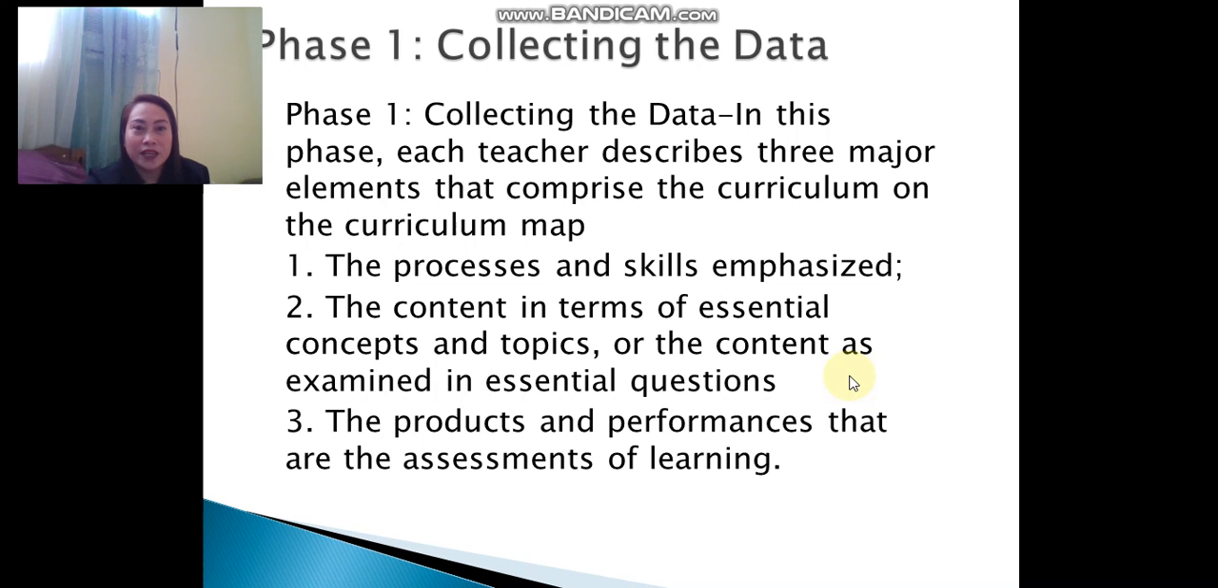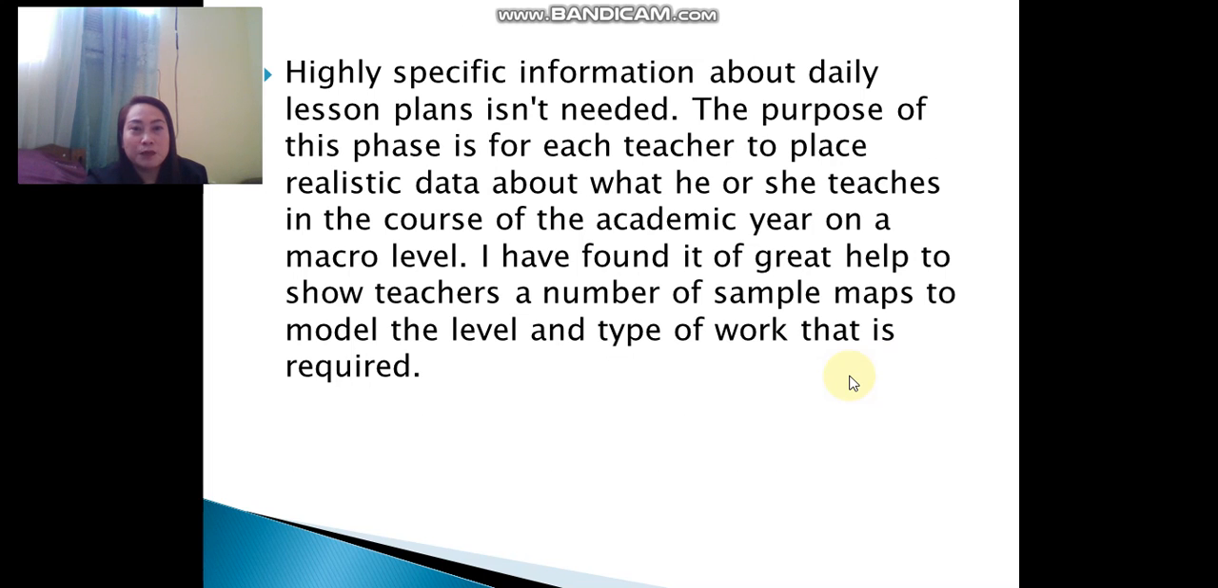In phase 1, collecting the data, each teacher describes 3 major elements that comprise the curriculum on the curriculum map. First, the processes and the skills emphasized. Second, the content in terms of essential concepts and topics, or the content as examined in essential questions. Third, products and performances that are assessments of learning. So highly specific information about the lesson plans isn't needed.